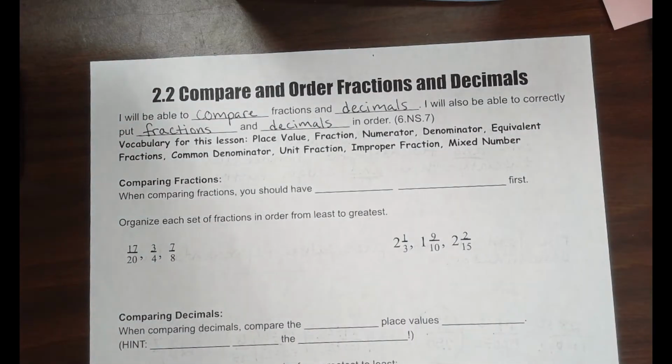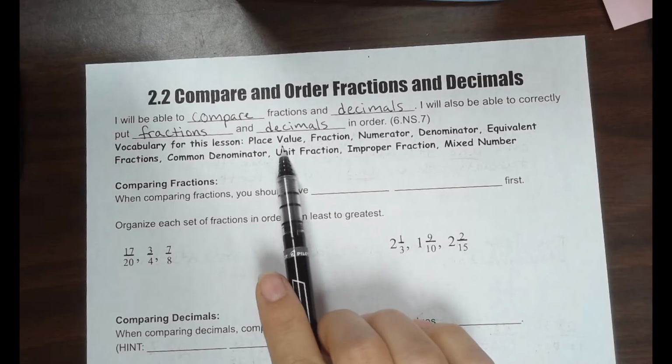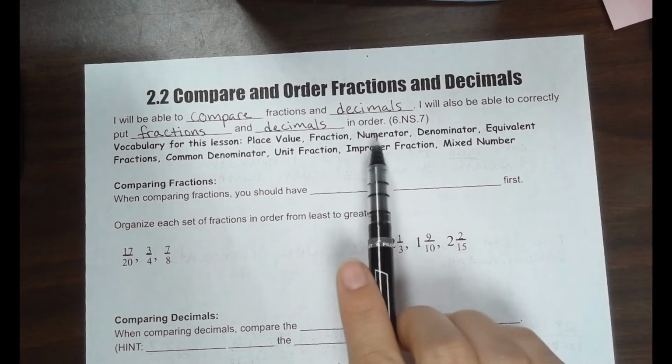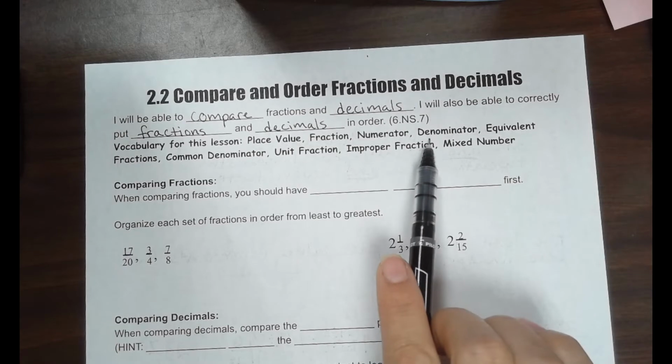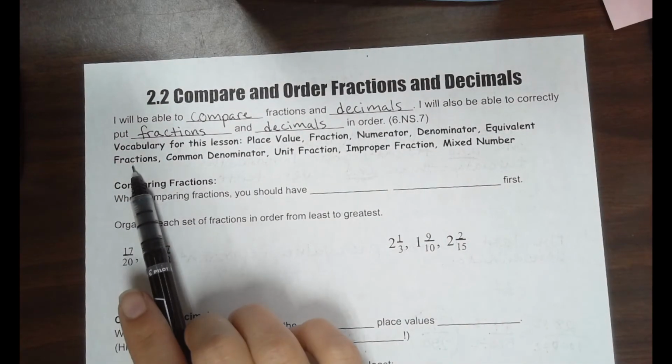Okay, some vocabulary for this lesson. It's the same vocabulary we discussed for the last lesson. Place value is how much each digit is worth. A fraction is parts out of a whole unit. The numerator is the top number on a fraction. Denominator is the bottom number on a fraction. Equivalent fractions are equal to each other in value, but have different numerators and denominators.